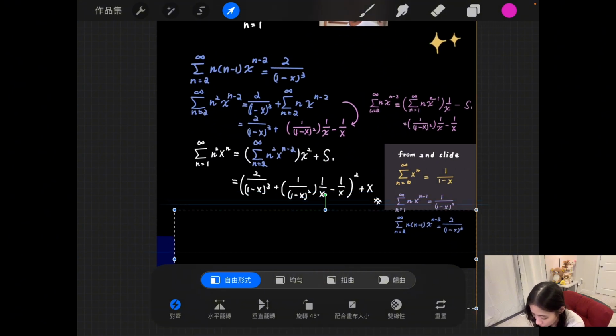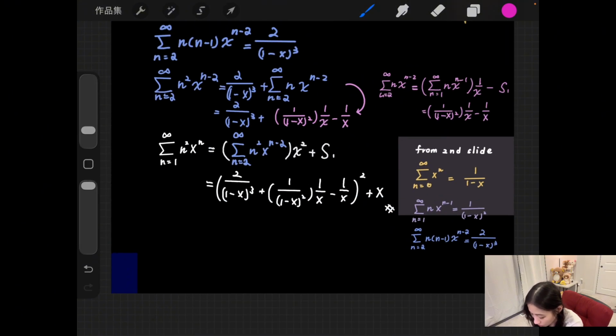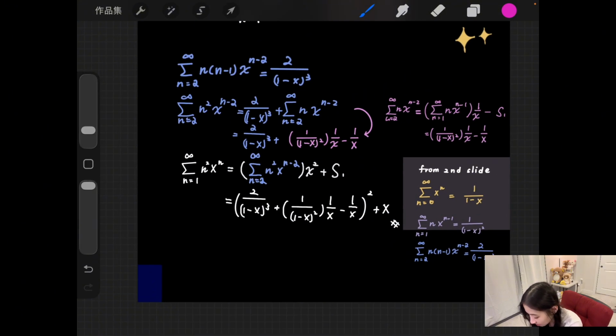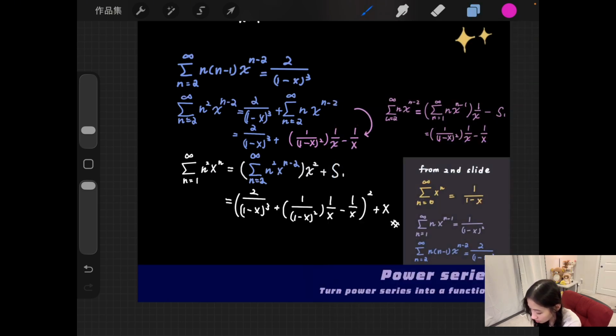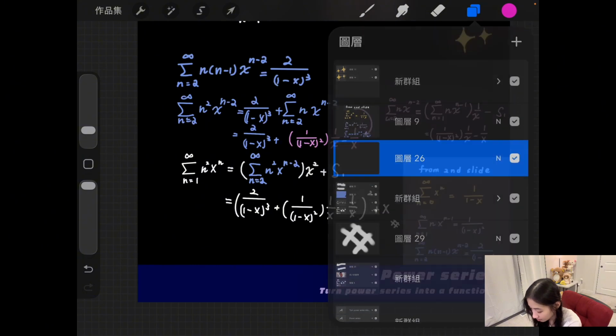It will equal 1 minus x to the power of 3 in the denominator, and over it is 2. And then we plus 1 over 1 minus x to the power of 2, times 1 over x, and minus 1 over x, and all of these times x to the power of 2, plus x. Okay, so this is the answer here, this function. And that's it.